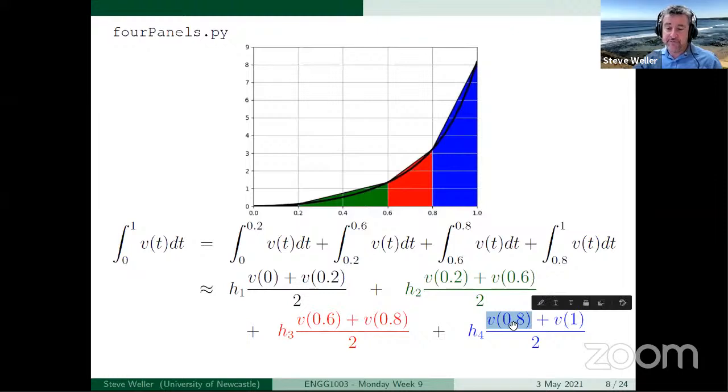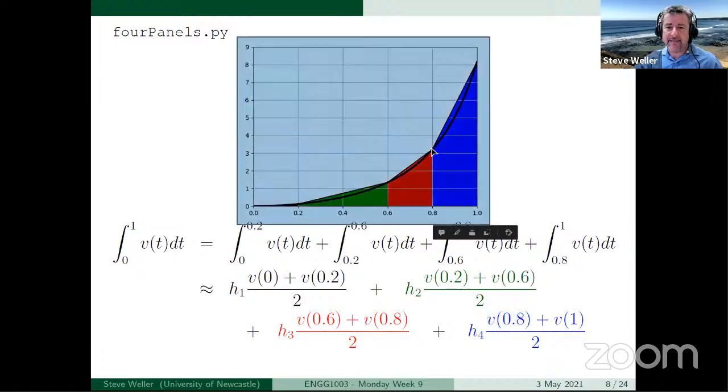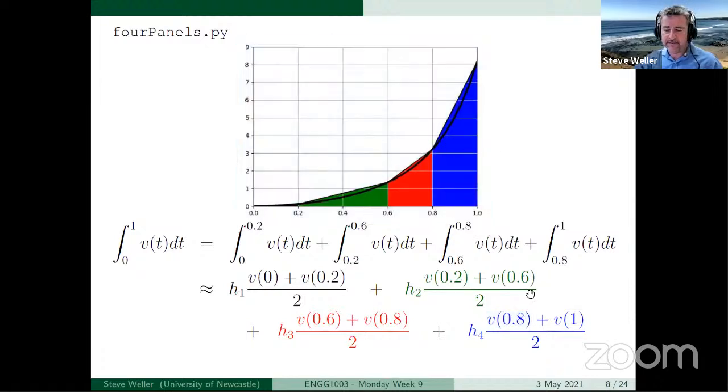And we deliberately choose the vertices of the trapezoid to match the function at the endpoints of the subinterval. So V of 0.8 is the height of this blue trapezoid at that vertex at time 0.8. And V at 1 is the height of the blue trapezoid where we match the function value V at time 1. So the first expression here is an equality. The second is an approximation, expressed by this double squiggle, because we're approximating the areas under each of those curves by their trapezoidal equivalents.